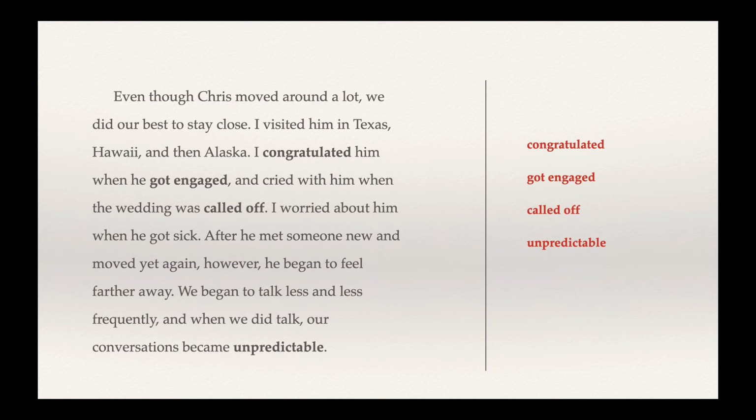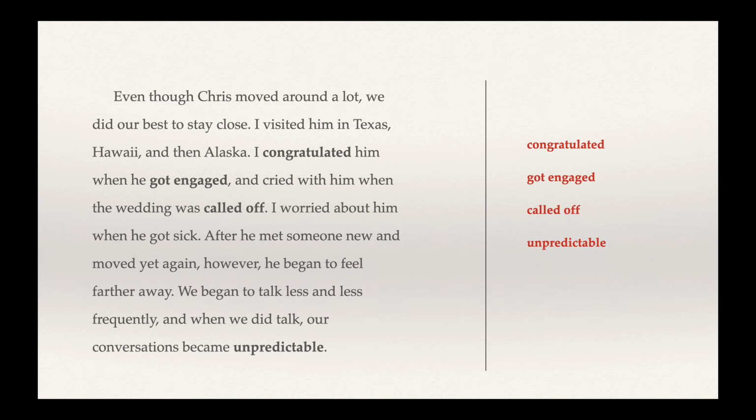And in this sentence, things start to change a little bit. We see the word however here, and that means we're going to see something different. So before this word however, we see all these ways that they're staying close, they're friends. However, now we're going to see them become less friends. He began to feel farther away. Farther means more far. And they begin to talk less frequently, right? Frequently means often, so less often. They talk less. When they did talk, their conversations became unpredictable.